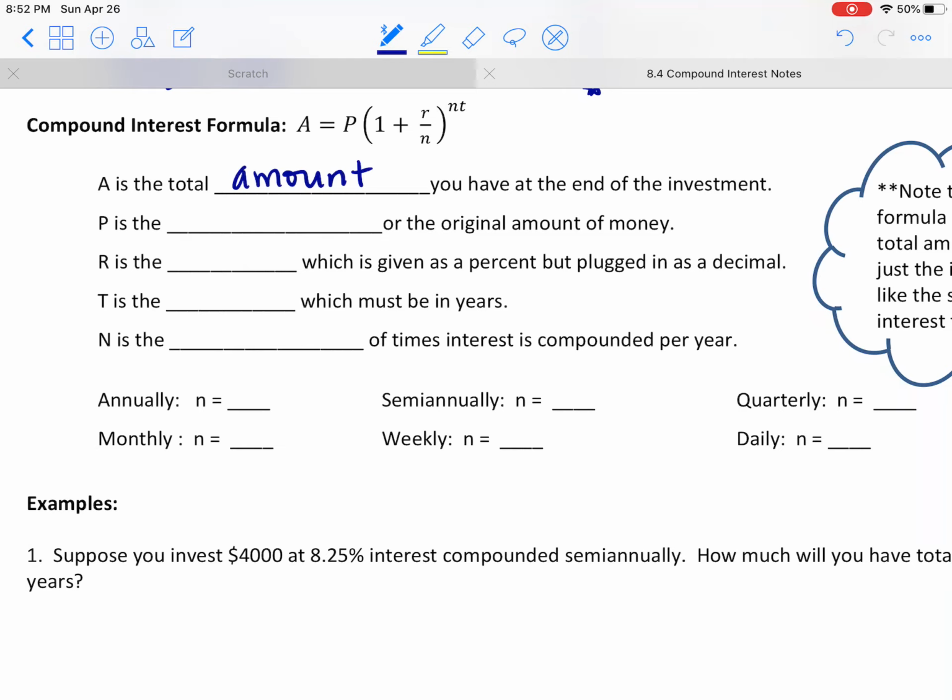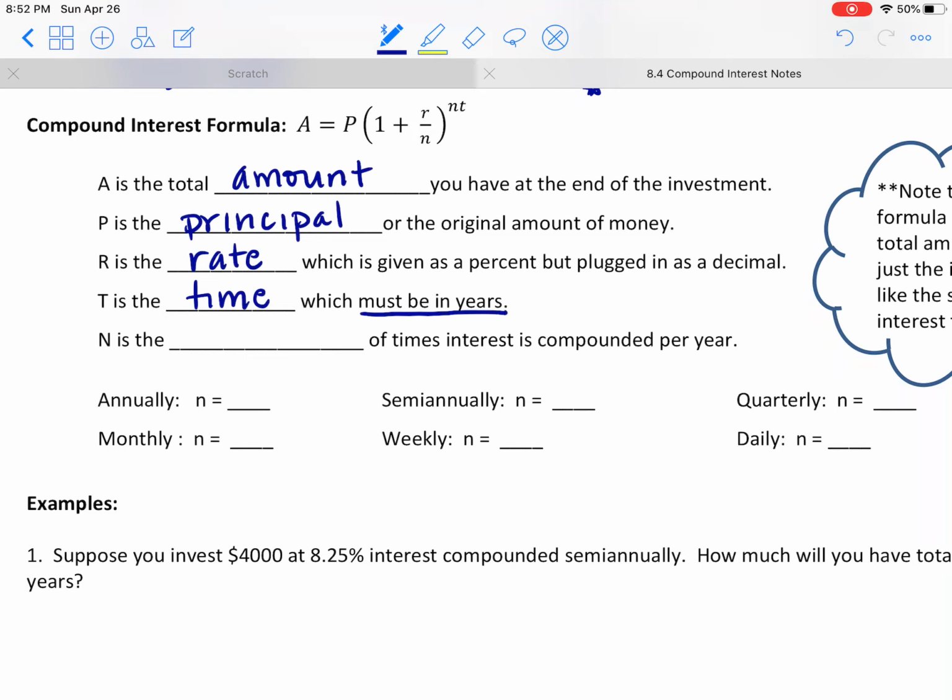The A in the formula represents the total amount that you have accumulated after a certain amount of time. This is different from the simple interest formula, which only calculates the interest. You would have to add it to the principal to find that total final amount. This formula actually calculates the total final amount. P is the same as it was in the other formula. It is the principal amount or the starting amount.